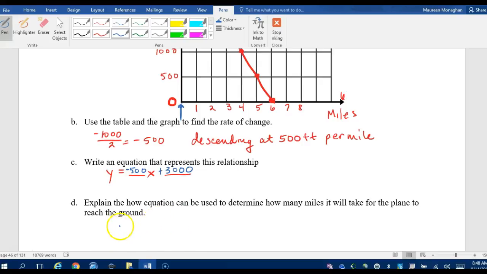Alright, this concludes our lesson on representations of a linear context.